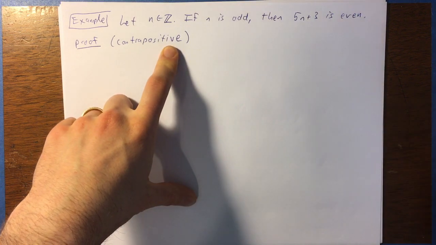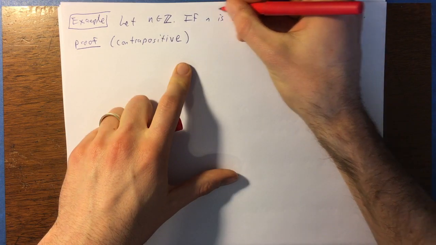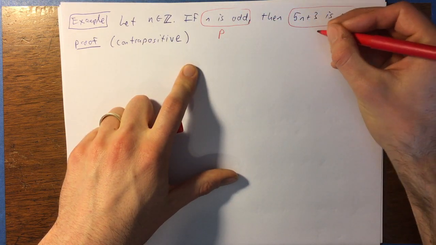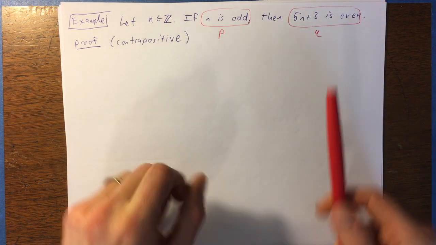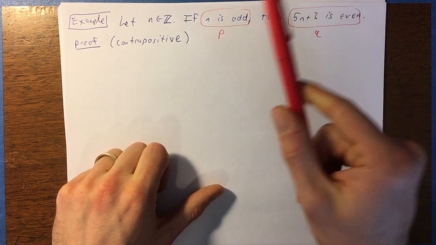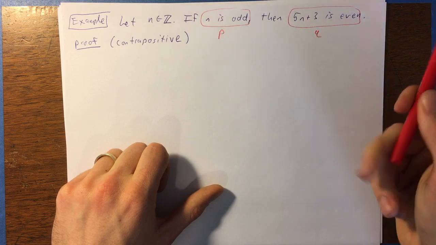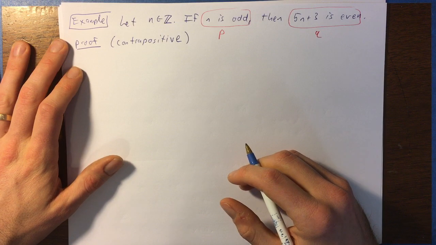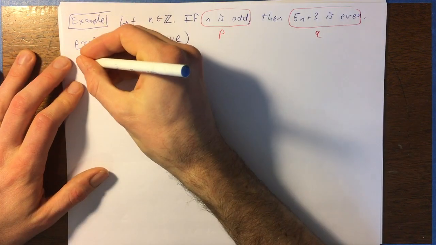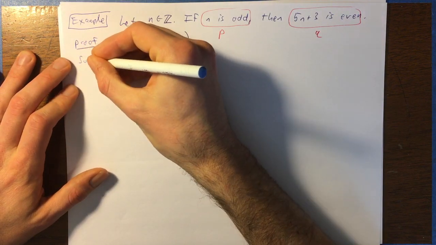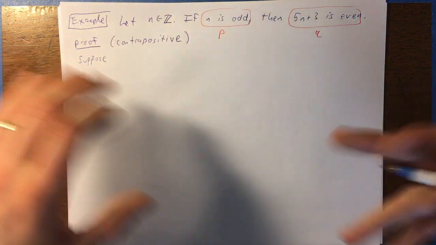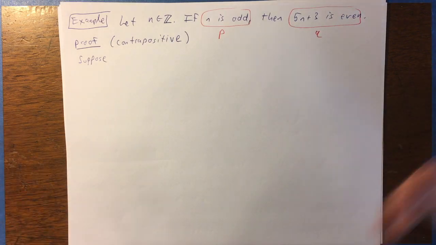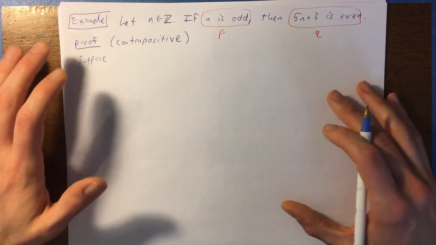So instead of assuming P and deducing Q, as a reminder, this is our P, this is our Q, instead of that, we're going to start by assuming not Q and trying to deduce not P, and that will serve to prove the statement as well. So we're going to begin this one with a suppose. And by the way, I said assume, and this time I wrote suppose. Those words are pretty much interchangeable with each other, so either one is fine.